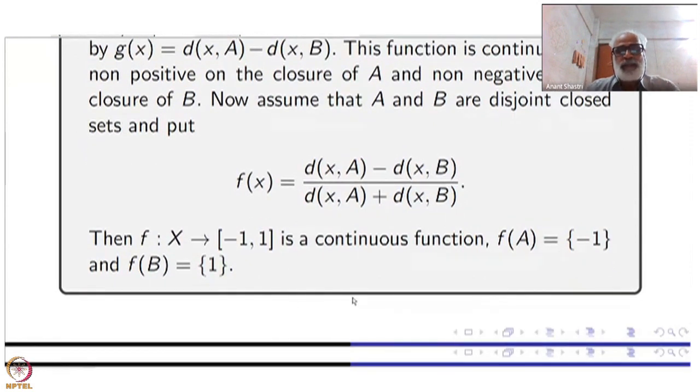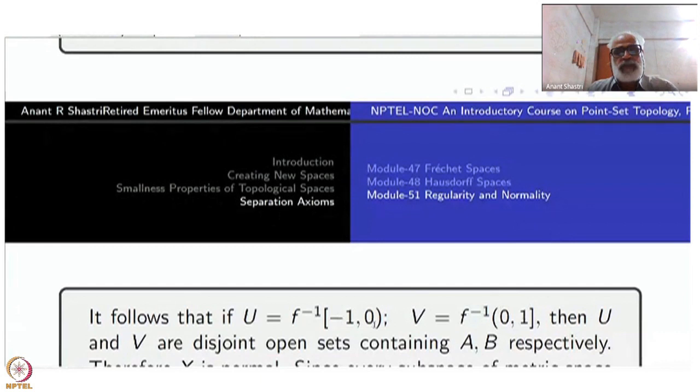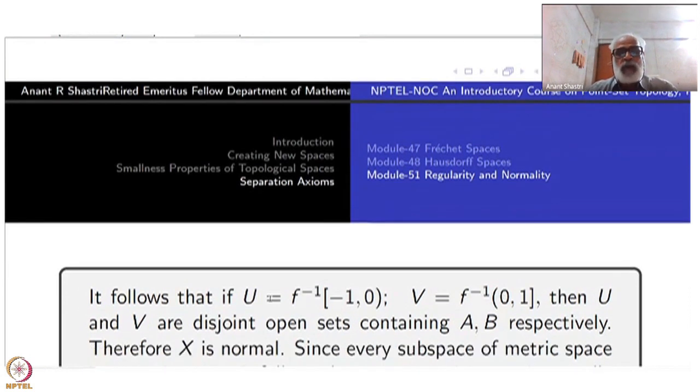Now, you can take a small neighborhood of minus 1 and a small neighborhood of plus 1. I have taken sufficiently large ones, namely minus 1 to 0 and here 0 to 1. Only thing is, I have been careful that they are disjoint open subsets in minus 1 to plus 1. Take the inverse images, call them U and V, they will be disjoint open subsets. Okay. Clearly, they contain A and B respectively. So suddenly, what we have proved is that disjoint closed subsets of a metric space can be separated by open subsets. Actually, they can be separated by continuous functions. So, in particular, every metric space X is normal.